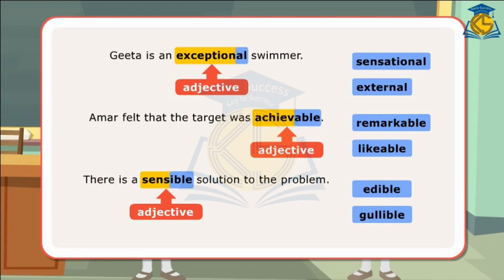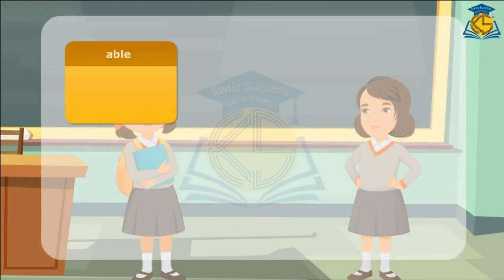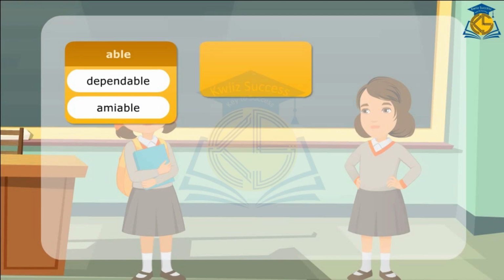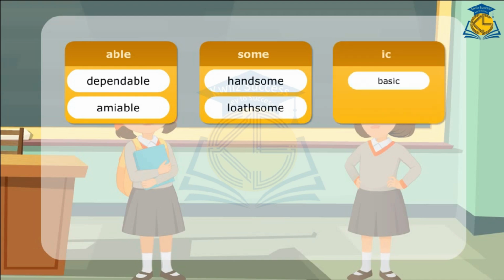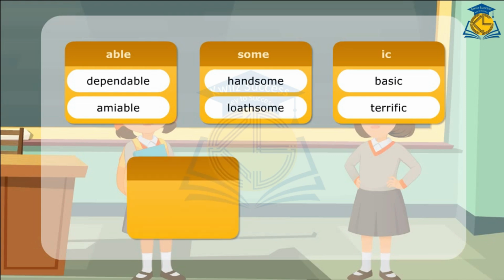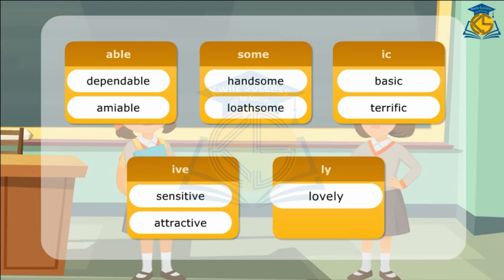Here is a list of some similar adjective endings: able, dependable, amiable. Some: handsome, loathsome. Ic: basic, terrific. Ive: sensitive, attractive. Ly: lovely, friendly.